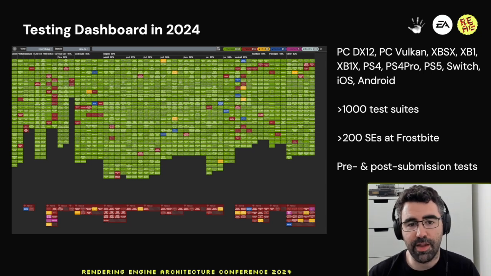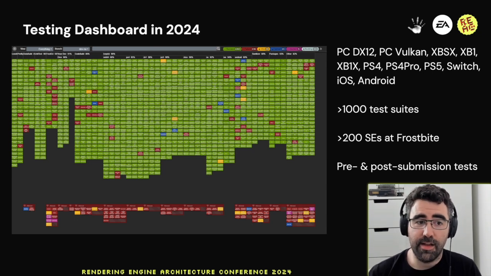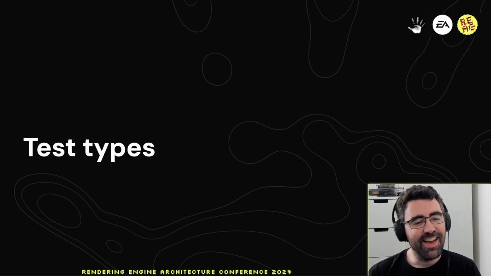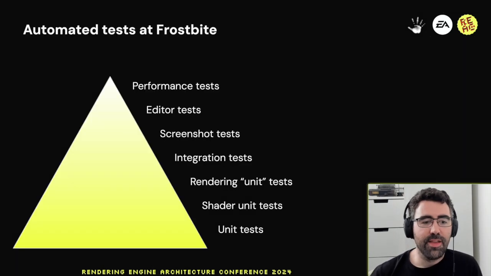So if something is red, we don't block people from submitting. We just block people from submitting something that would break the CI. That would break the pre-submission, yeah. Anyway, so what test types do we have?